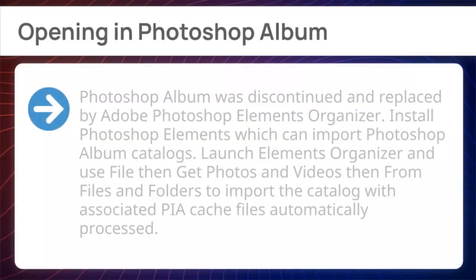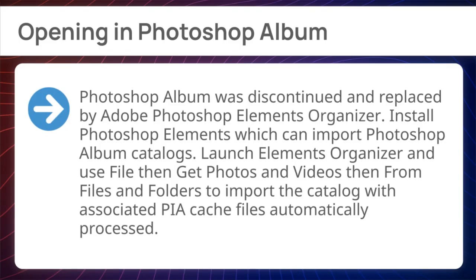First, opening in Photoshop Album. Photoshop Album was discontinued and replaced by Adobe Photoshop Elements Organizer. Install Photoshop Elements, which can import Photoshop Album catalogs. Launch Elements Organizer and use File, then Get Photos and Videos, then From Files and Folders to import the catalog with associated PIA cache files automatically processed.